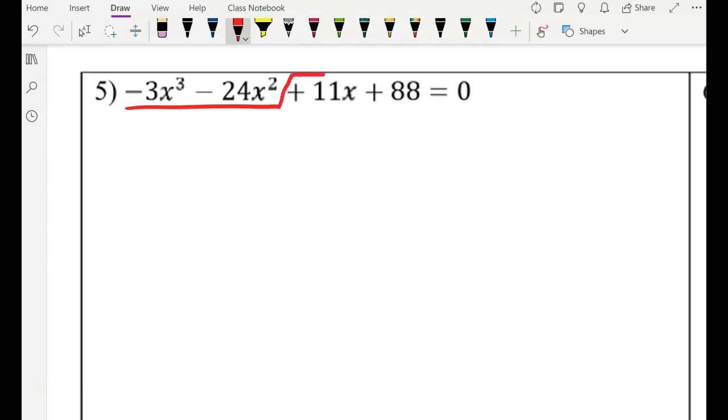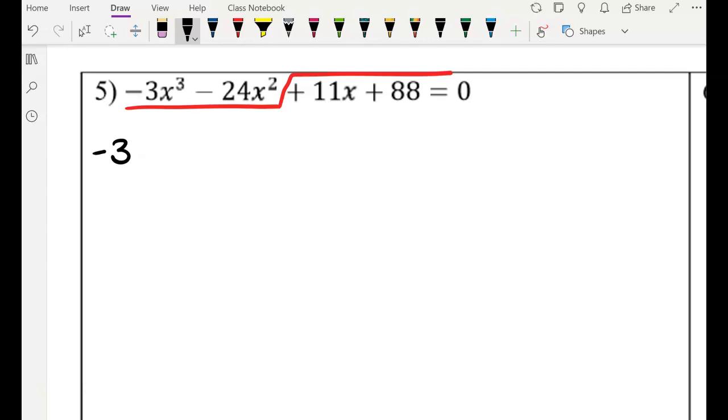Well, how do I factor by grouping? Because we have 4 terms, okay? So for the first two terms, as you can see, students, I'm definitely going to factor out a negative 3 because I know a negative 3 goes into a negative 24.